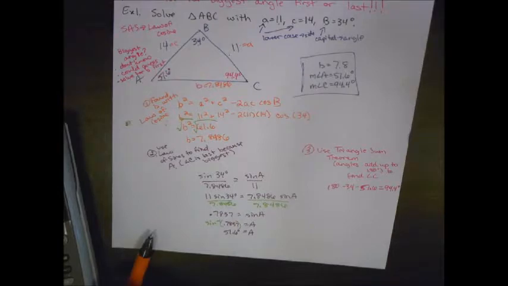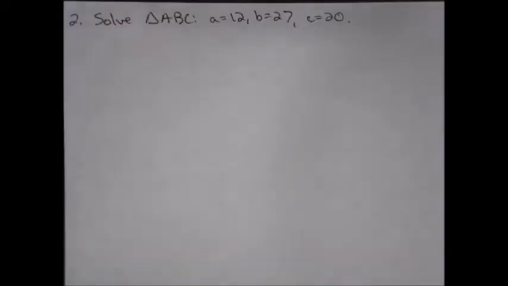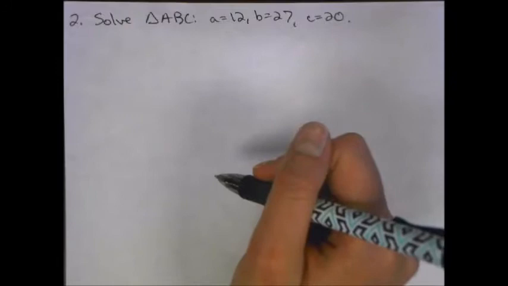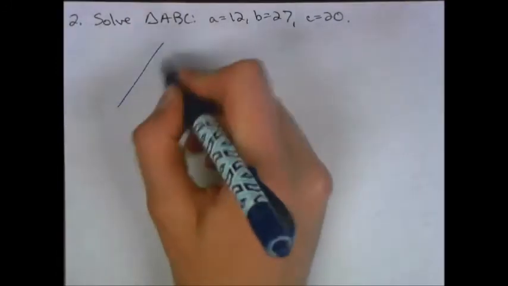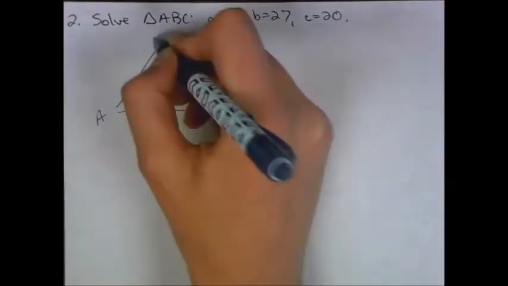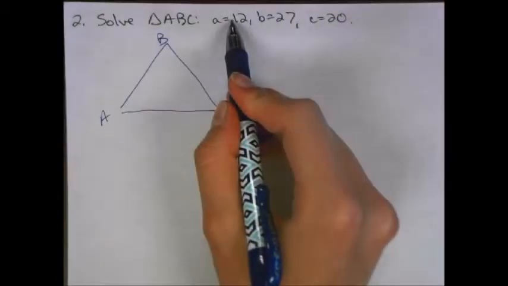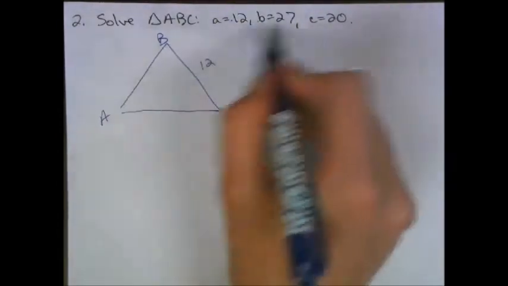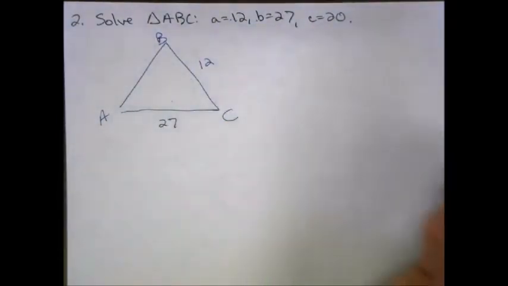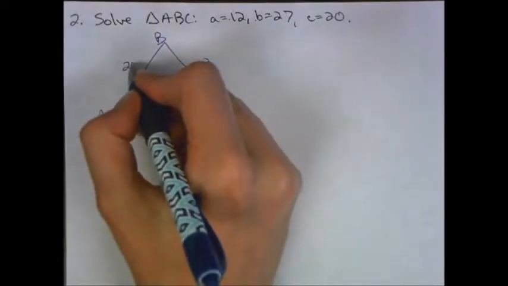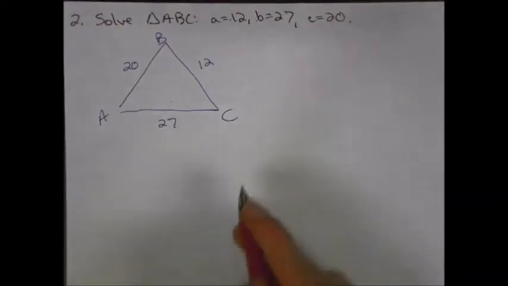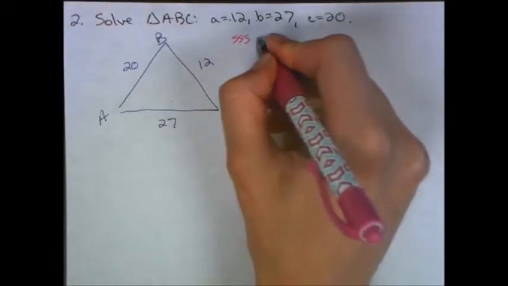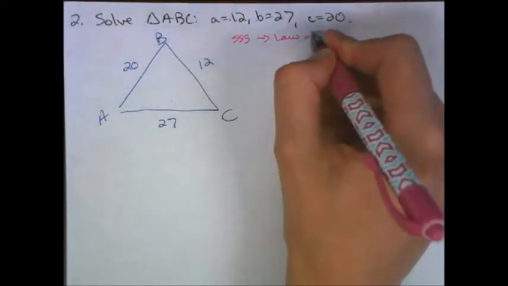Let's do one more example. Here's our next example. I'm going to draw out the triangle and label it A, B, C. Little a, that's across from capital A, is 12. Little b, across from capital B, is 27. Little c, which is across from capital C, is 20. Now let's notice we have side, side, side. So that means we have to use law of cosine.